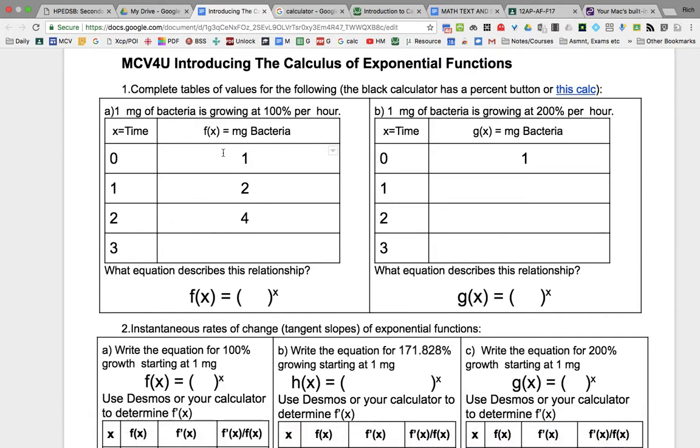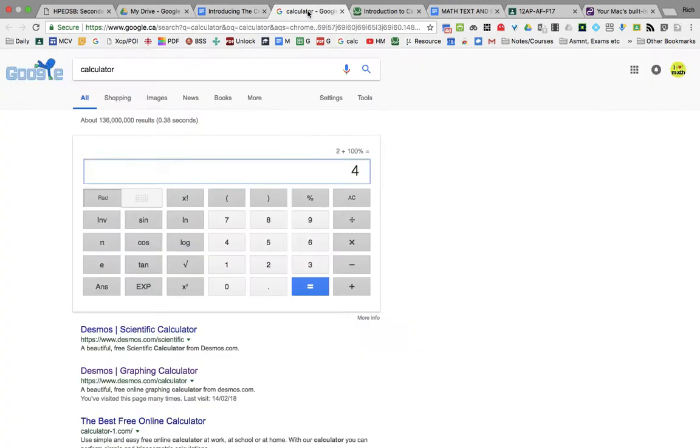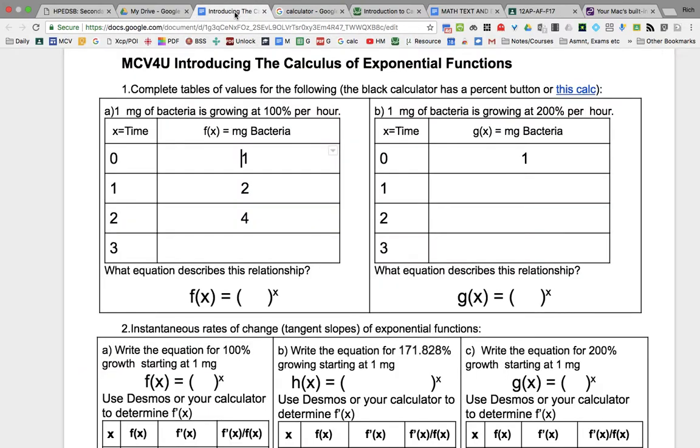Now that you've got that table, you're going to do 200% growth per hour in the same way. So start at 1. I'll show you that. You would start at 1 and plus now 200%. And what do you get? You get 3, and so on. Okay, so I think you'll be okay with that. And then you're going to come up with the equations.